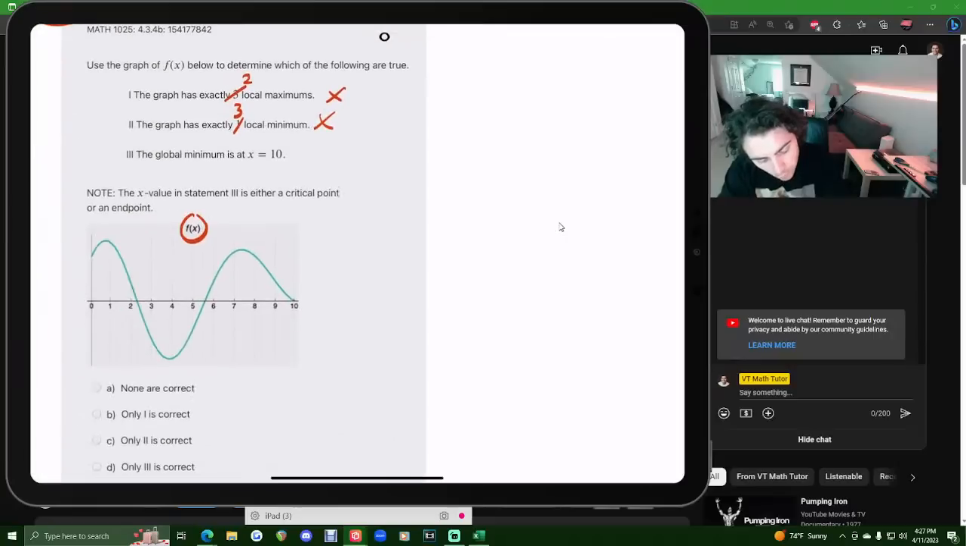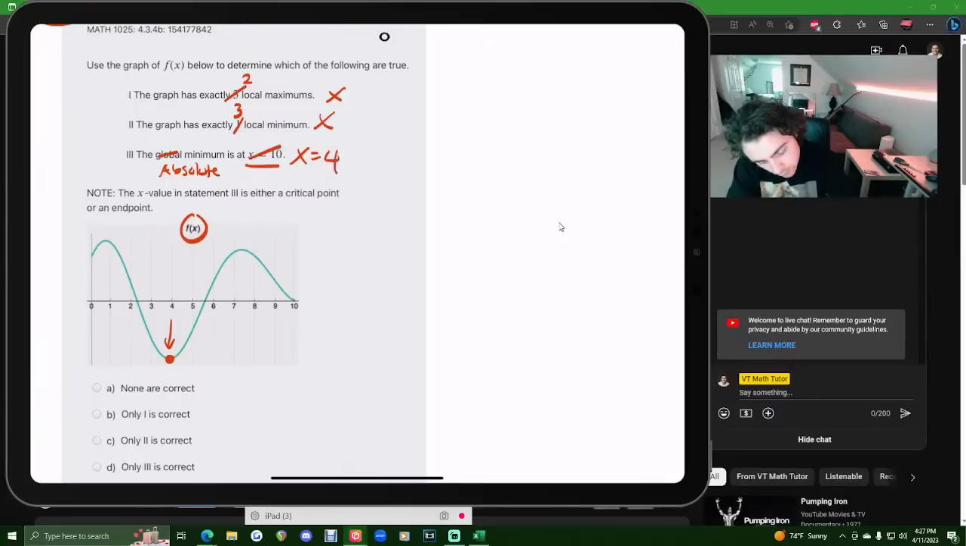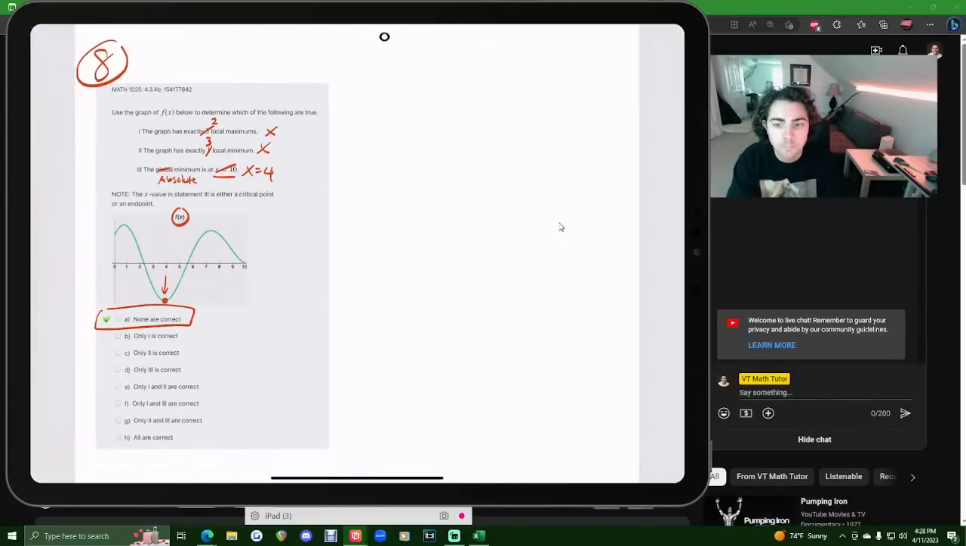And then they say the global minimum. Global is another word for absolute minimum, if you're familiar with those. Absolute minimum is the absolute lowest point on this entire function. So the lowest point on this graph is definitely right here, and that is at x equals 4. So they messed up. That should be x equals 4. And in this case, that means none of these are correct. Bada bang, bada boom.